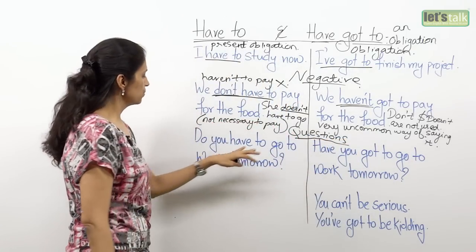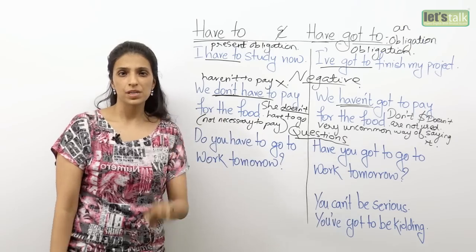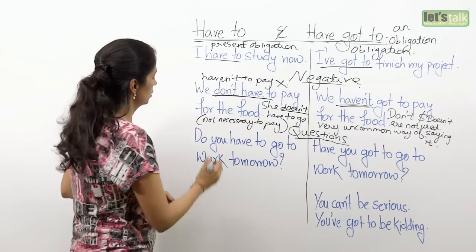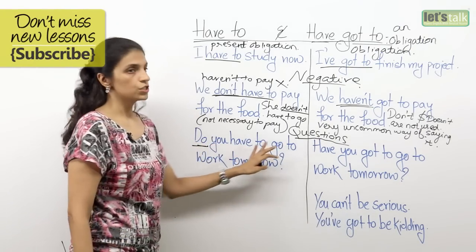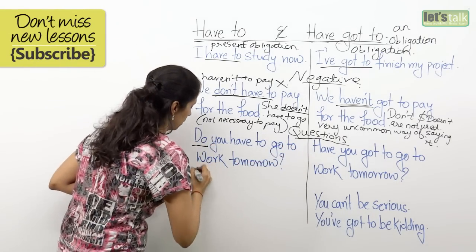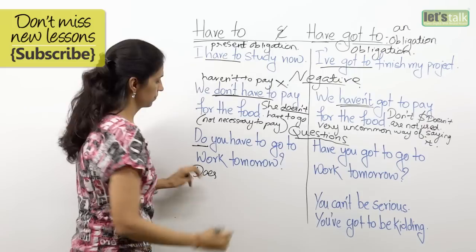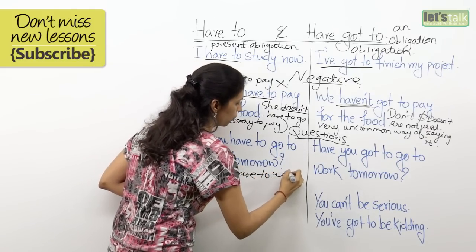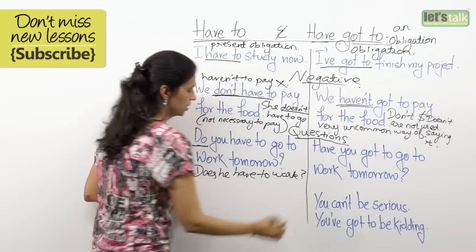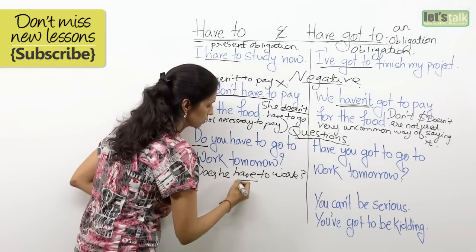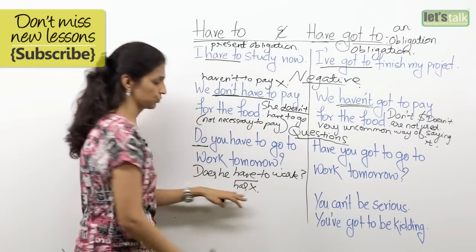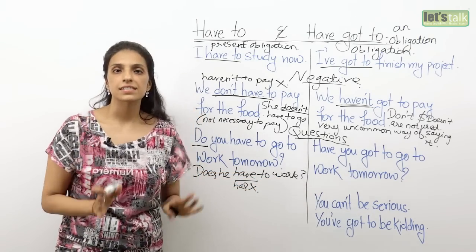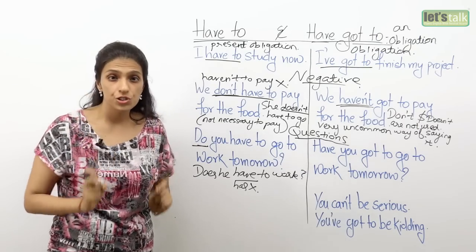Do you have to go to work tomorrow? That means, is it compulsory, is it necessary for you to go to work tomorrow? So you use do or does to make a question. Remember, if you say does he have to work, don't make this common error by saying does he has to. That is incorrect. Does he have to work? Is it necessary for him to work? Is he obliged to work?